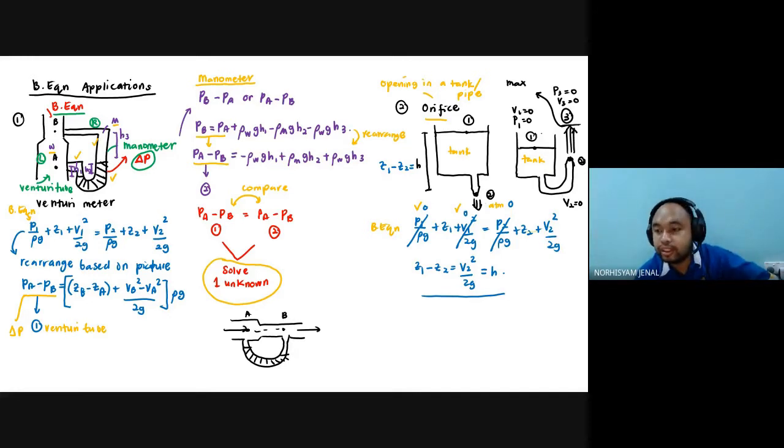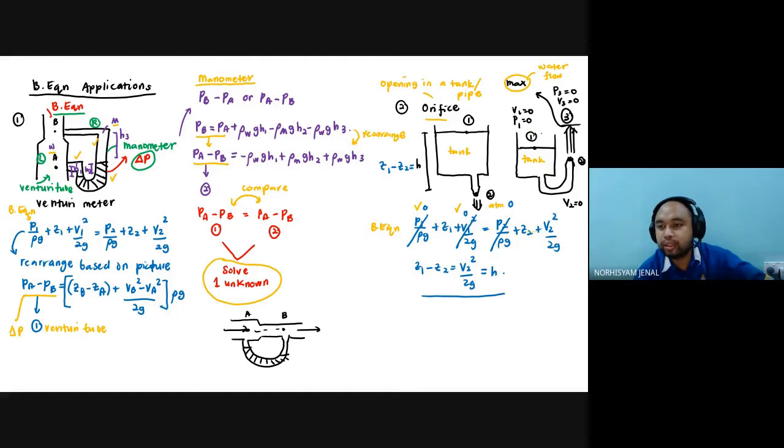Right, the next one is if you have a tank and then you have a pipe coming up, remember the flow of water coming out from the system should have a certain velocity. And if you have water coming out and then it splashes down again, so that will be the maximum flow of water. Okay, so after that the water will come down again, right?